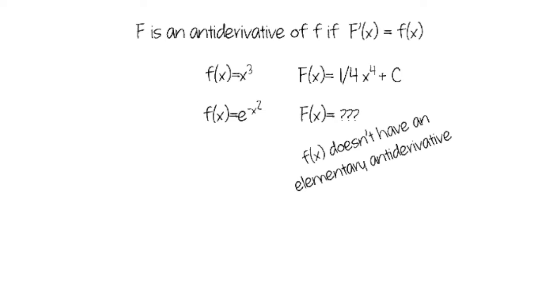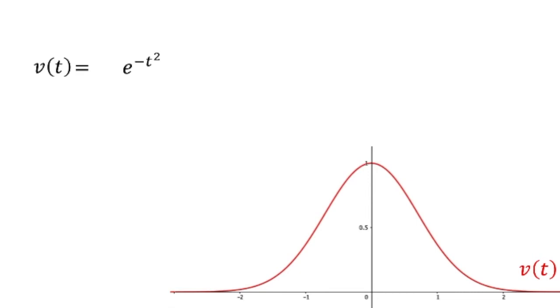It turns out that you can actually use accumulation functions to construct the antiderivatives. Let's look at an example and think about it in terms of velocity and distance. Let's start with a graph. Here's a set of axes. We'll think of the function v of t equals e to the negative t squared as describing the velocity of a car. We can draw a graph of this velocity function in red.